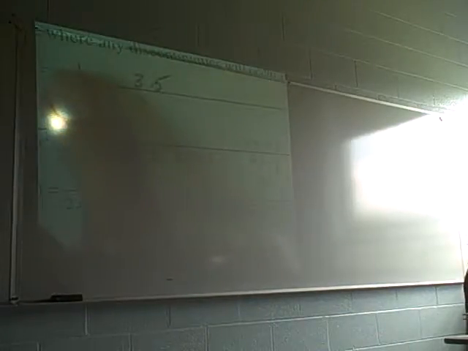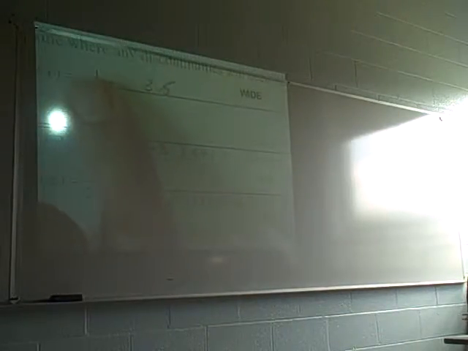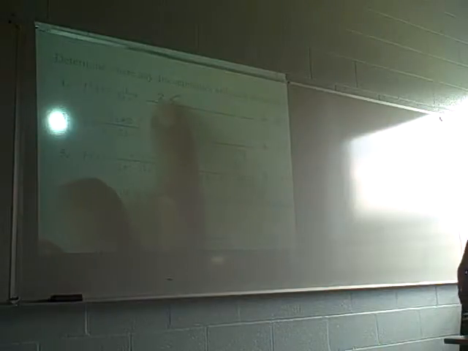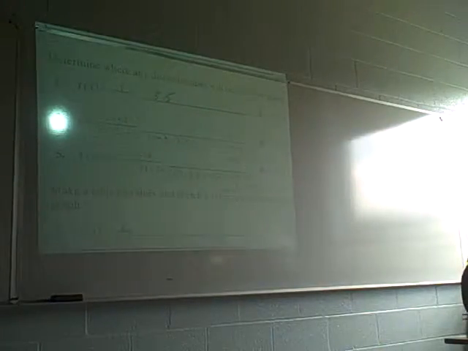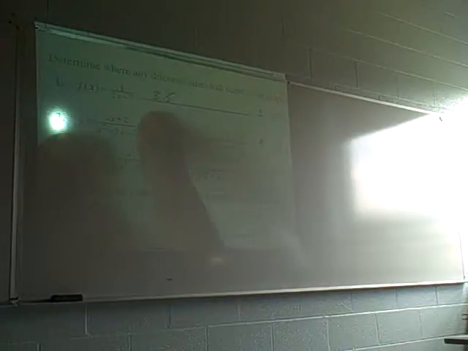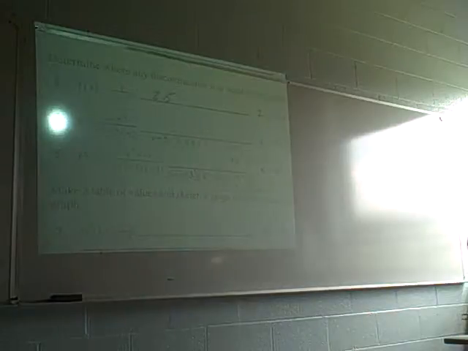The directions are, where are the directions? Determine where any discontinuities will occur in the graph of each rational function. So what does x have to equal? 0, 3.5. So in order to figure out where those are, you just set the bottom equal to 0?